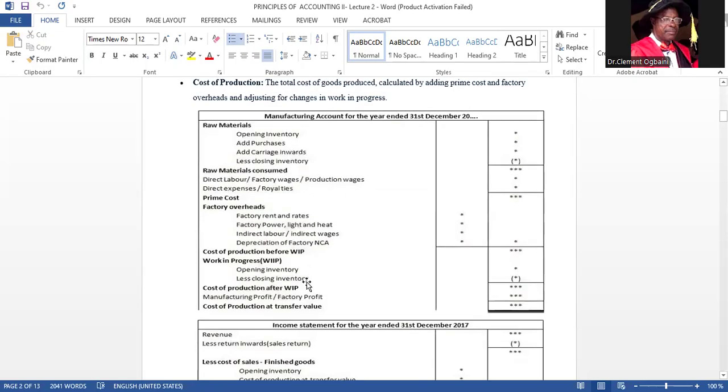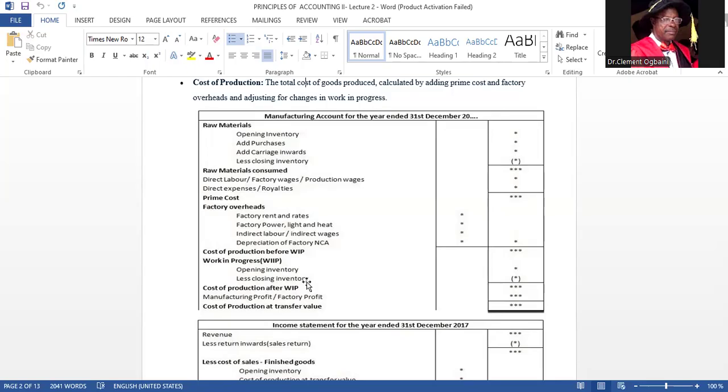So you have the format here. In preparing manufacturing account, we have opening stock of raw material. We had purchases. We had also carriage inward. We less closing stock of raw material. Then we had direct labor. Then we had indirect labor, so that we had direct expenses and indirect expenses. And direct expenses, direct labor, direct material, all this will give us our prime cost.